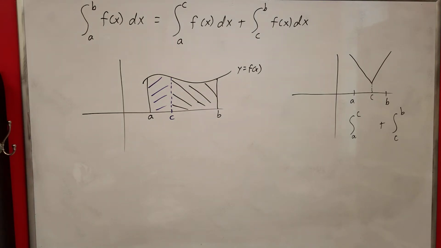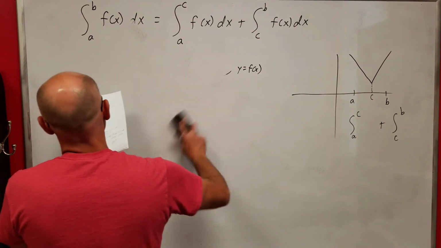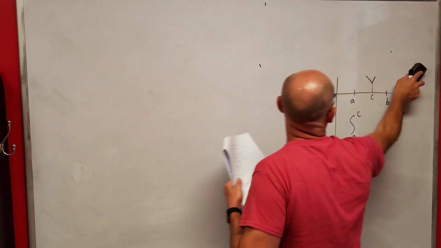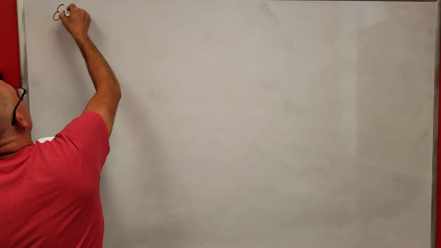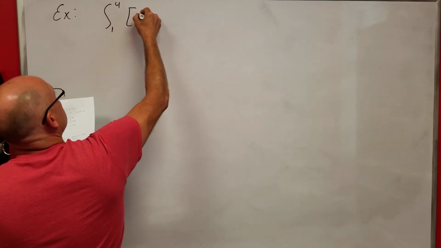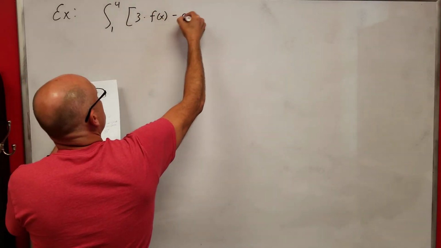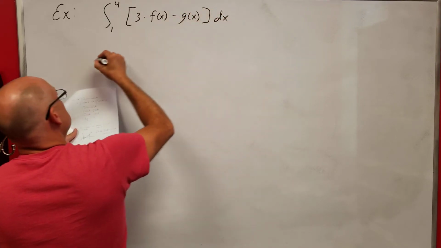All right, so let's see what we have next. Next we have some examples. And my first example is going to read this. Find the integral from 1 to 4 of 3 times f of x minus g of x dx. And then they say if.